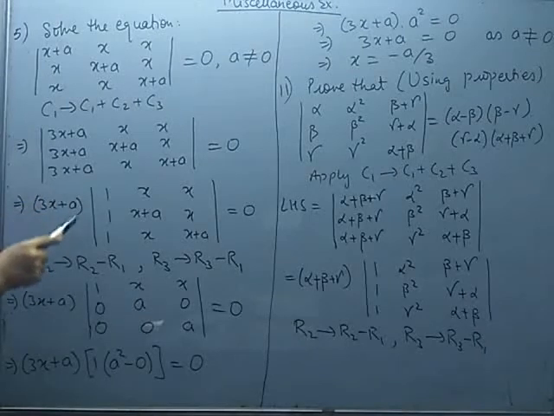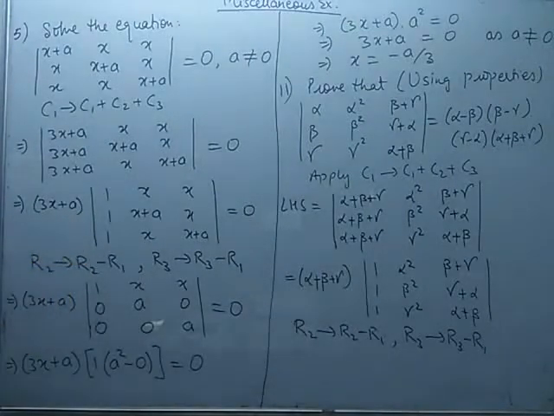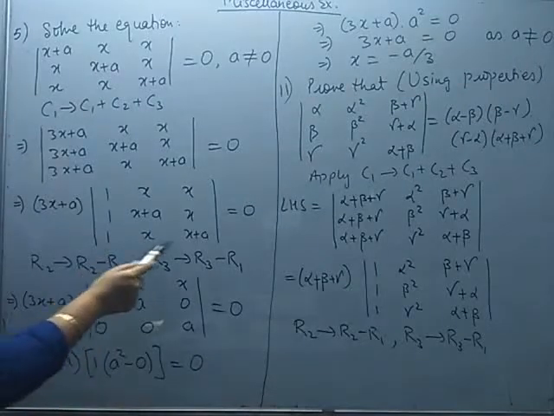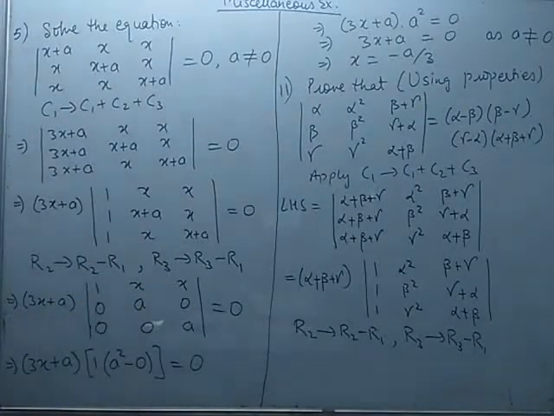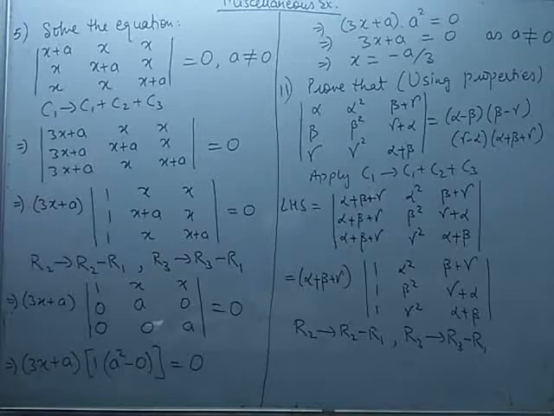See students, keep in mind when you take common any expression, put a bracket over it. It is not a getting multiplied with a determinant. It is entire 3x plus a. So when we take this common, all the three elements of first column will become 1, 1, 1. Second and third column will remain as it is. Then I am trying to convert these two into 0 with the help of the first element. So the operation taken is R2 as R2 minus R1 and R3 as R3 minus R1.